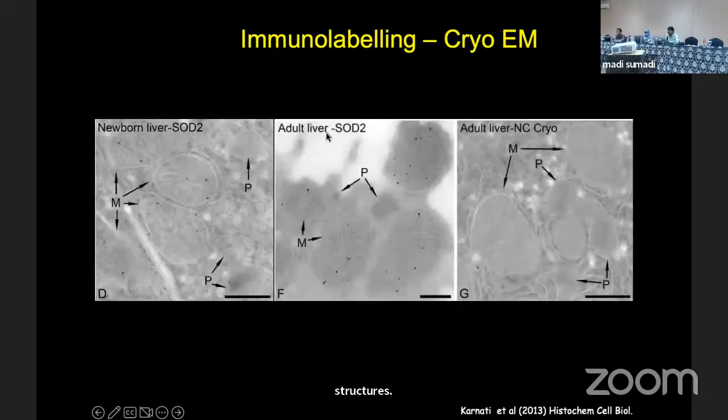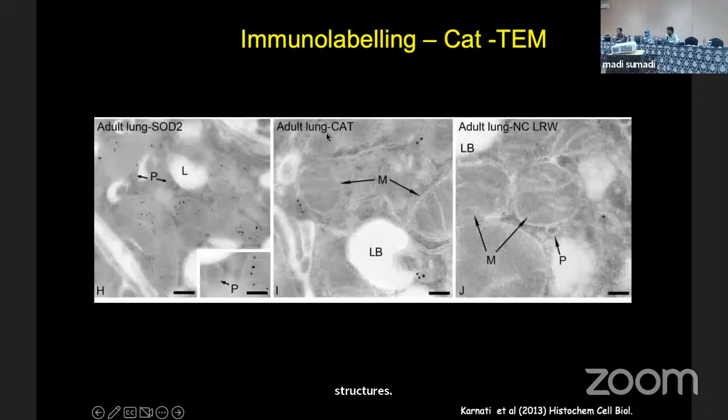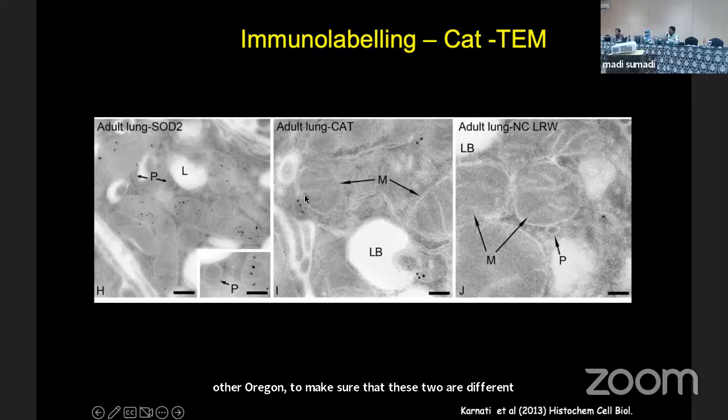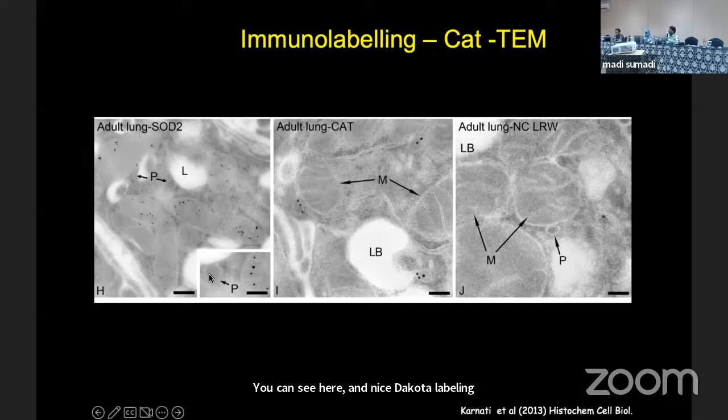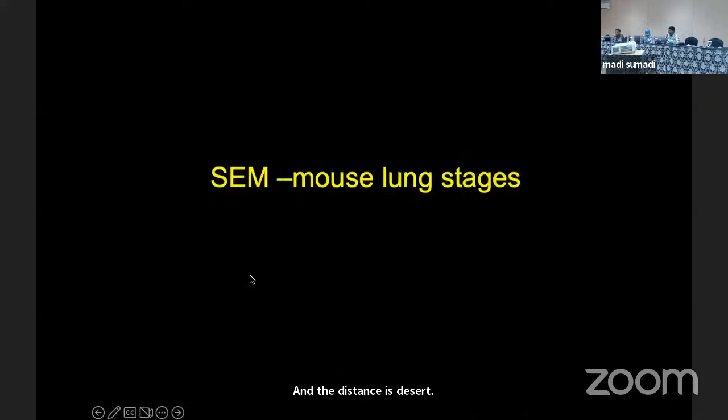This is the liver. I also thought the liver could be separate, but also tried lung, and this is not the case. So I tried with other organs to make sure that these two are different structures, not one structure. You can see here a nice mitochondrial labeling, but peroxisomes were quite free. And the distance is less than 20 feet. That's actually the problem. Good.